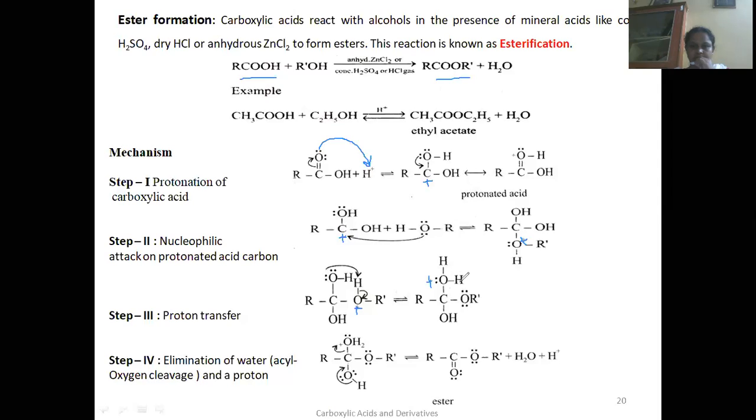And then the last step is elimination of water. How is it written? Write this molecule here. This OH, H2O. Right?